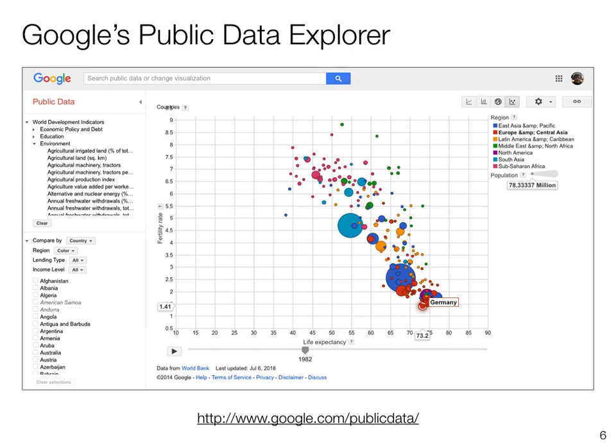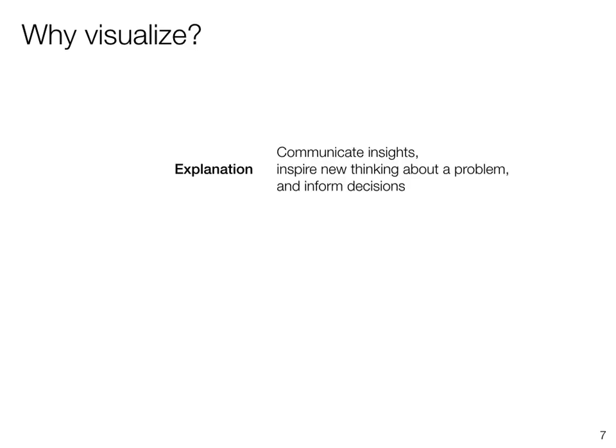Now, why do we visualize? I mean, you're taking this course. There's lots of interest actually in this topic. So typically, the community distinguishes between two main reasons. On the one hand, we want to explain with data visualization, with information visualization, which I'm actually going to use interchangeably, if you wonder. So explanation meaning that we're communicating insights, we're trying to inspire new thinking about a problem, and also inform decisions.